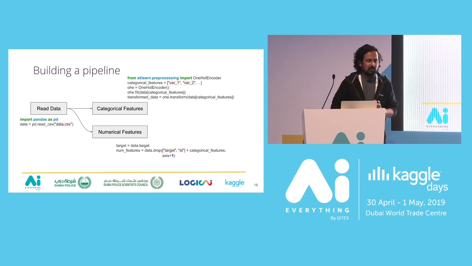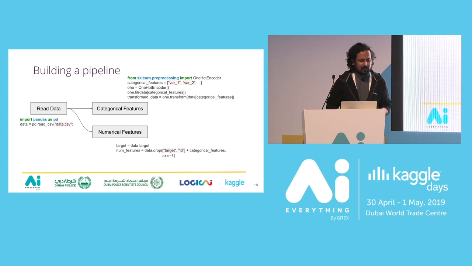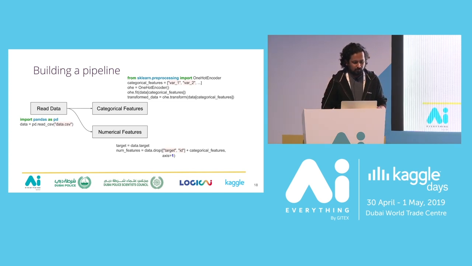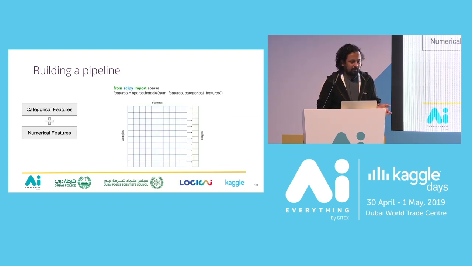And then you have the numerical features, for which you don't do anything. You just eliminate the target and ID column from the data, attach the categorical features to it, and you're basically done. So now you have everything. Since our categorical features are sparse and we are doing one-hot encoding on them, we will just use scipy sparse hstack, and then you can use any kind of model like random forest or XGBoost.